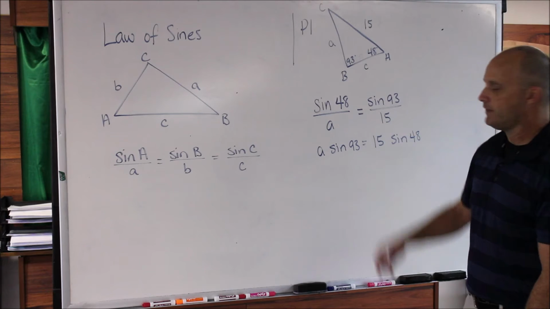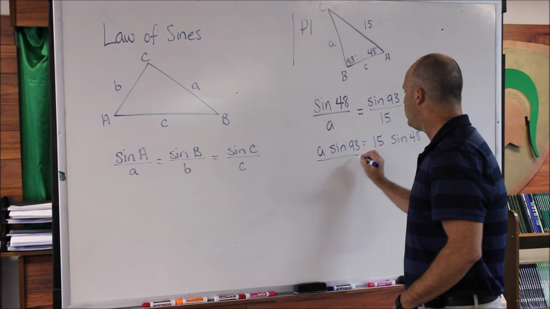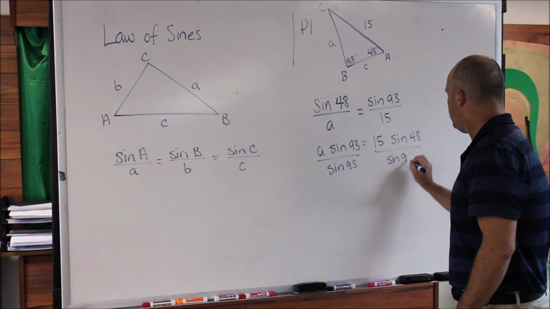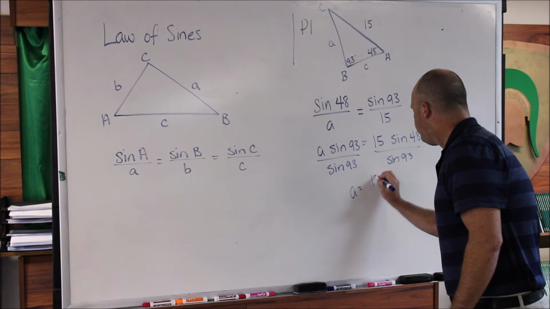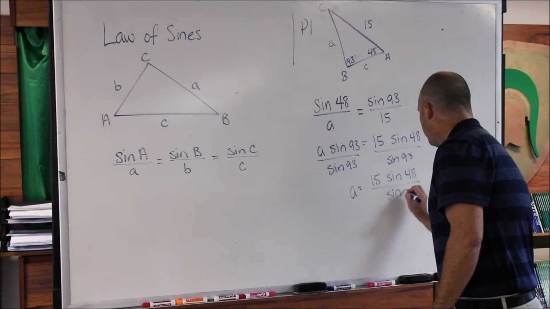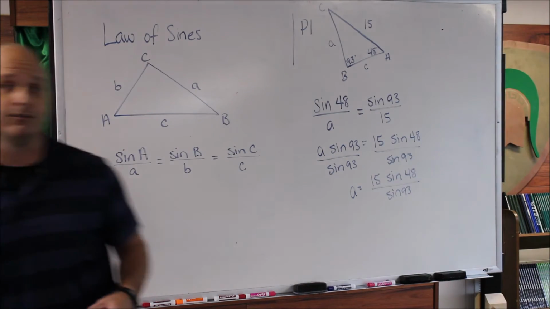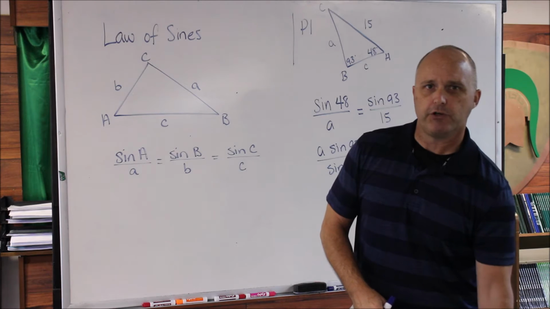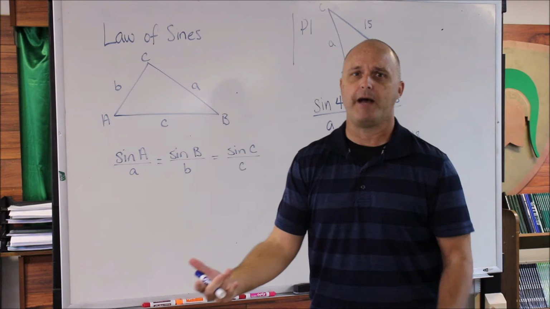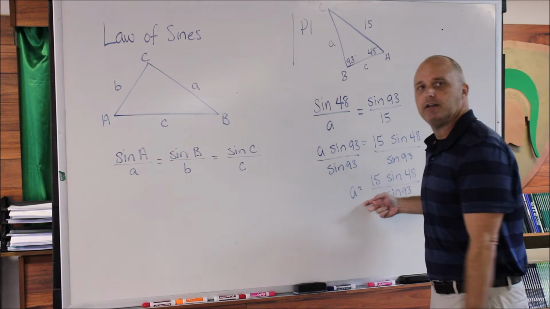Now, to get rid of this sine of 93, since it's being multiplied against the a, we just divide it out. So divide out sine of 93 from both sides, and you're going to get that a is equal to 15 sine of 48 over sine of 93. Now this right here is going to be the more accurate answer because that is still in trig ratios. So if we had to do other things, like we're going to do later on in chapter 10, where we've got to figure out a lot more information, we would want to keep this like this.